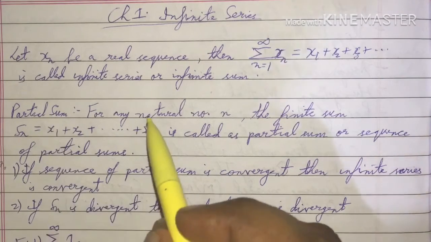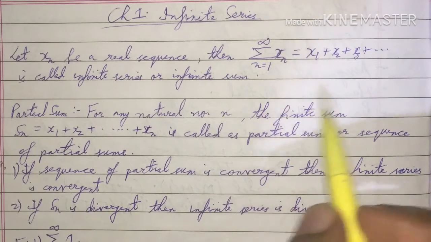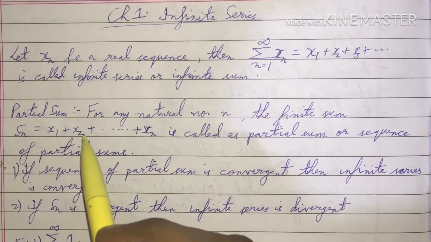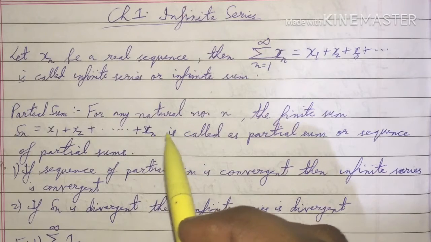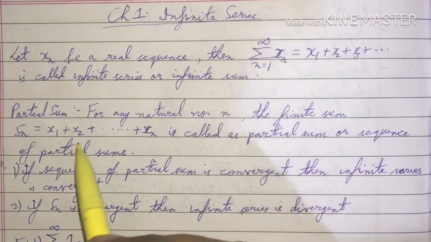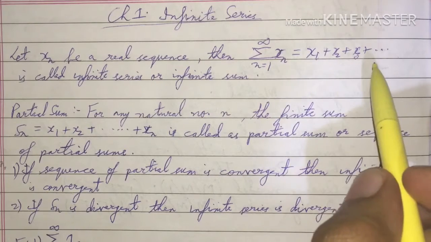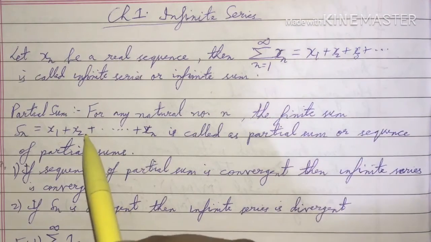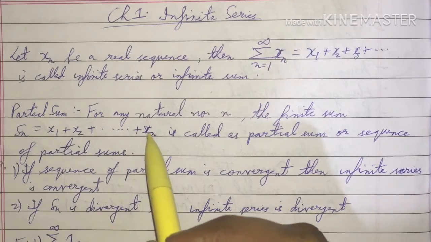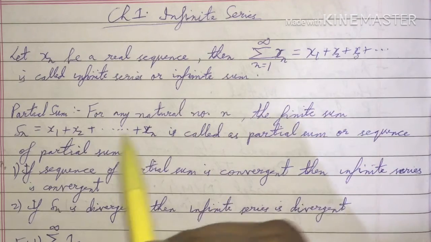Now partial sum: for any natural number n, the finite sum Sn equal to x1 plus x2 plus dot dot dot plus xn is called the partial sum or sequence of partial sums. Basically it is the infinite series but limited to certain finite elements. So from x1, x2 until xn, so it is n number of elements.